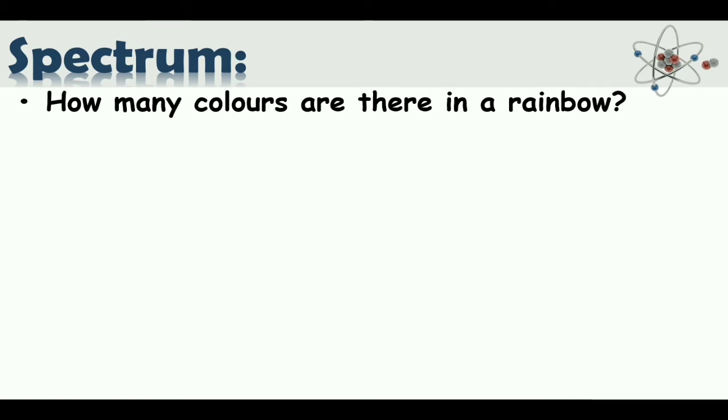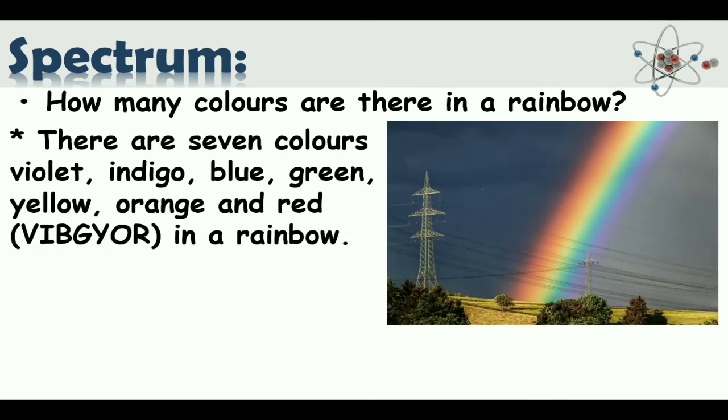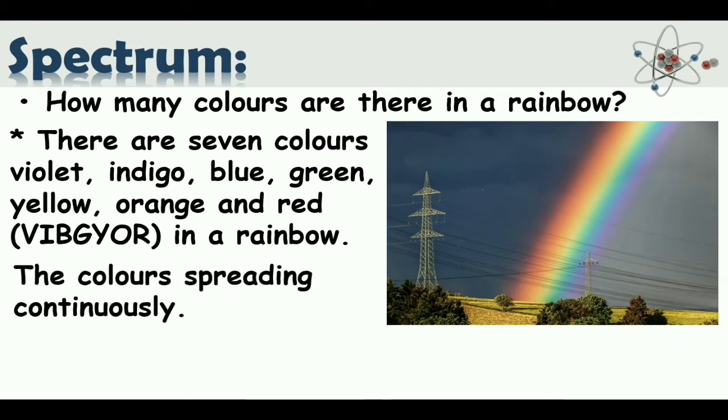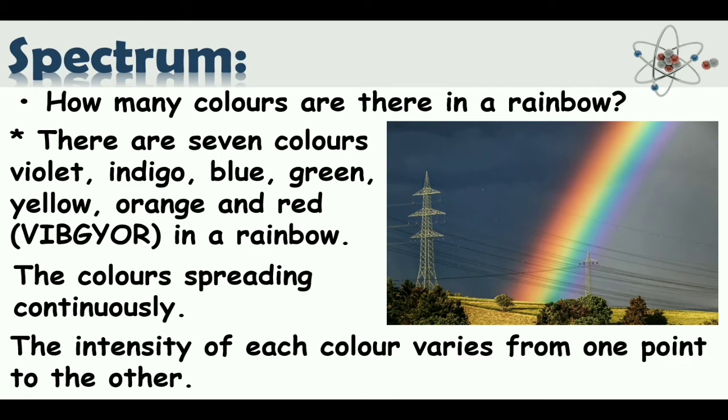How many colors are there in a rainbow? Definitely there are 7 colors in the rainbow. They are violet, indigo, blue, green, yellow, orange and red. And if you see them, the colors are spreading continuously, meaning there is no particular gap between the colors. They are just like flowing. The intensity of each varies from one point to the other, even though they are spreading continuously.